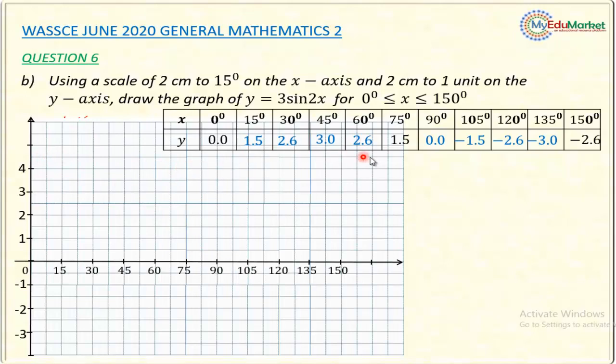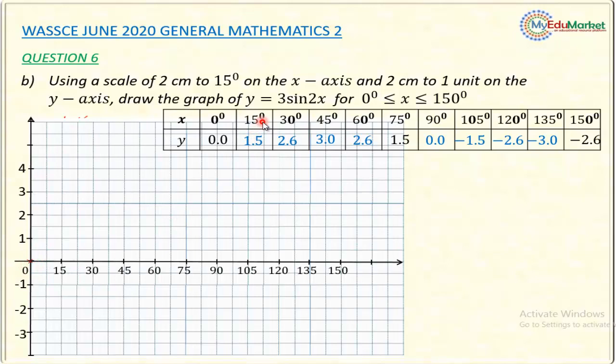To plot, I'm going to use my table, the x value here and the corresponding y value here. I will look for the position where x is 0, y is also 0. So that will be the origin. I'm going to make a mark here. x is 0, y is 0, so I'm going to make a mark at the origin. You can see it. This is the small mark.